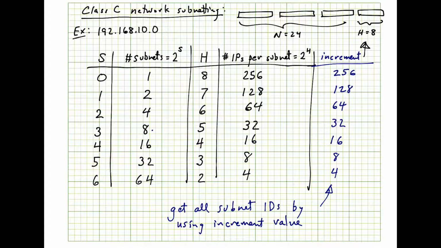And the increment value in this case, again for class C subnetting, is just equal to the number of IPs per subnet. Okay? And so this gives me sort of a shorthand way of writing down all the subnet IDs.